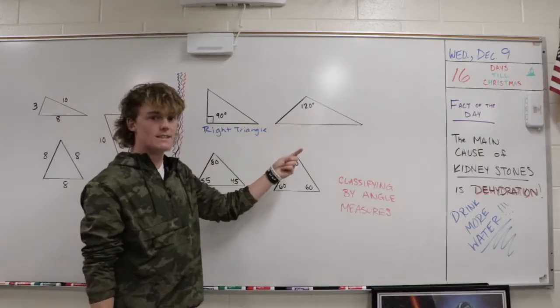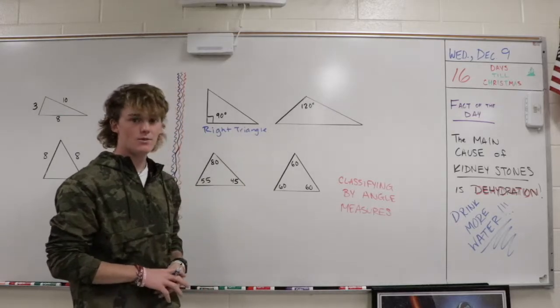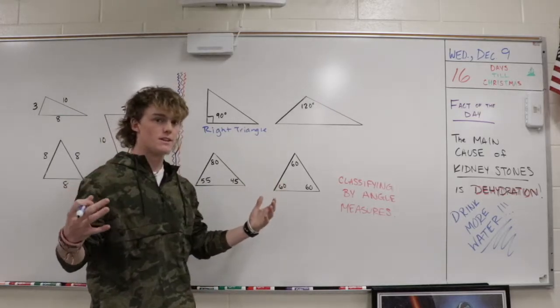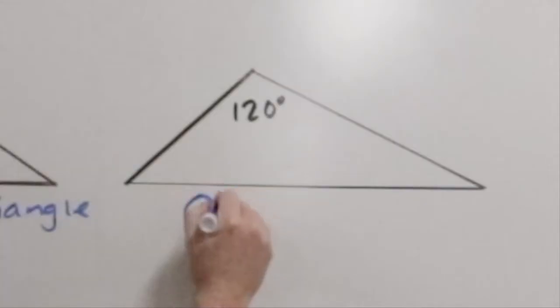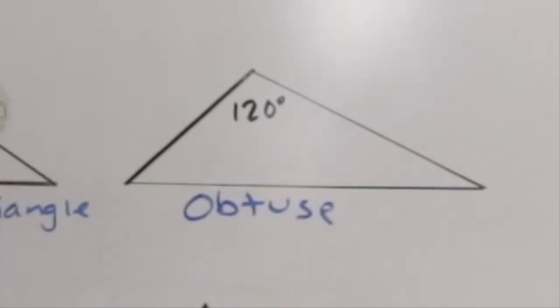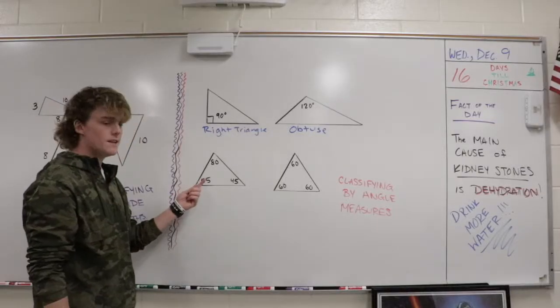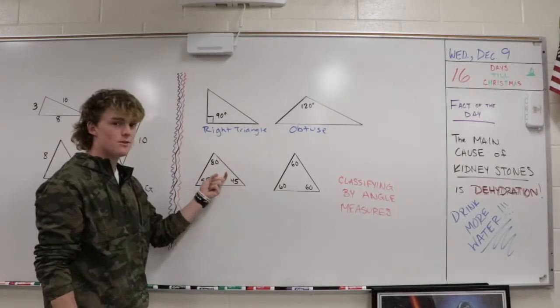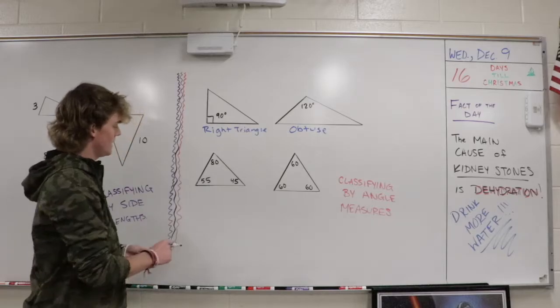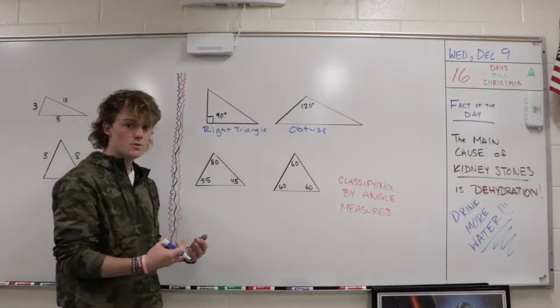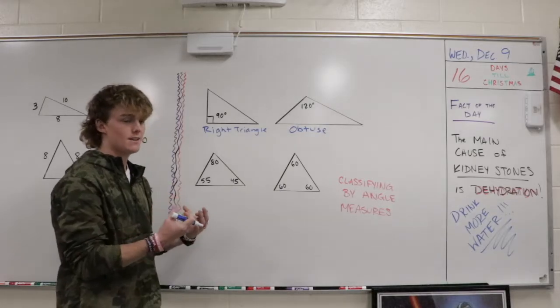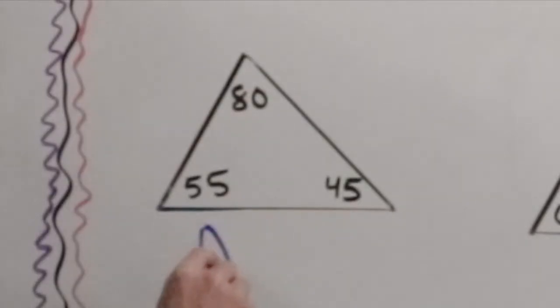This triangle here has at least one obtuse angle. Remember, obtuse means bigger than 90. 120 is bigger than 90, so this is an obtuse triangle. This triangle has three angles that are less than 90 degrees. 80, 55, and 45, they're all less than 90. And remember, acute means tiny, so smaller than 90. This is an acute triangle.